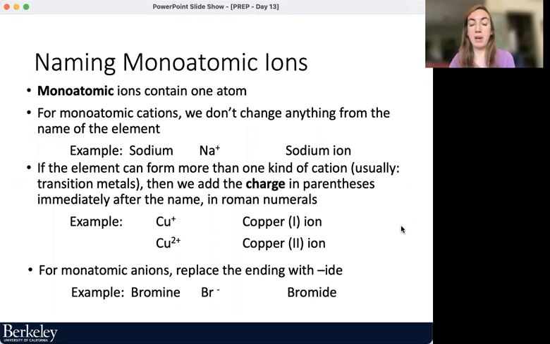And then for monoatomic anions, all we do is we replace the ending of the name of the element with "ide." So bromine is in that second to last column. It has a -1 charge. And so we replace the bromine with bromide. So for cations, we don't change anything except we add the charge if we need it. And for monoatomic anions, we replace the ending with "ide."